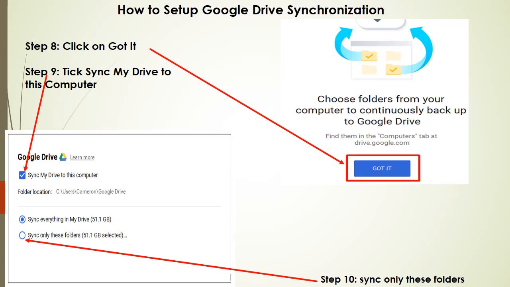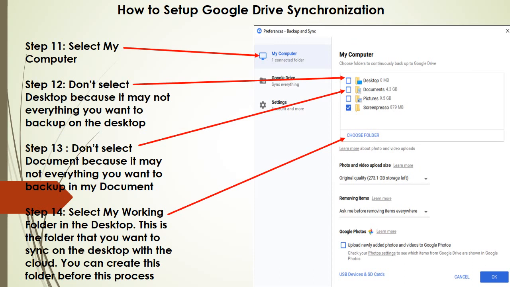So click on got it, tick sync my drive to this computer, and then you can also tick sync only these folders. There are only certain folders that we want to synchronize with the laptop. Now select my computer. Don't select desktop because it may not be everything you want to back up or everything you want to sync on your desktop. Remember, like I told you before, there are some installation files on the desktop and you may not want to synchronize this. Again, the same thing with my documents. You might not want to synchronize everything in my documents because there may be some installation files you don't want to sync. It will take a lot of time to do that.